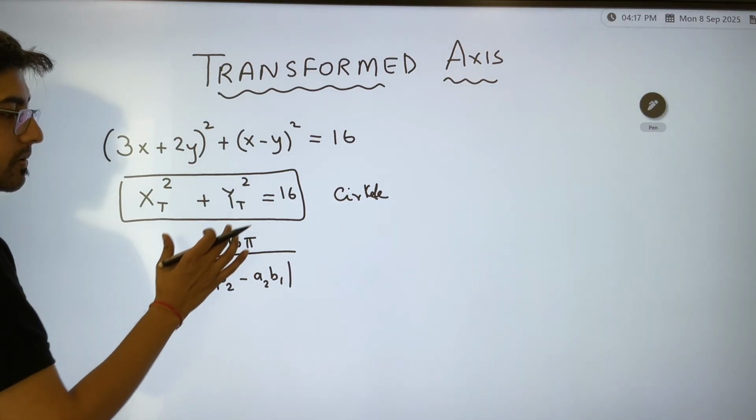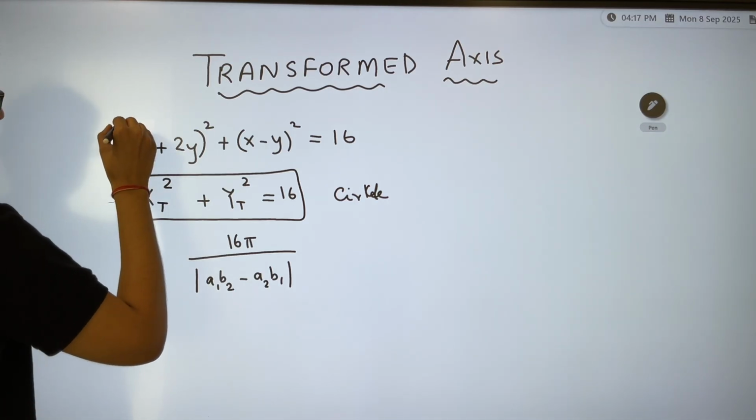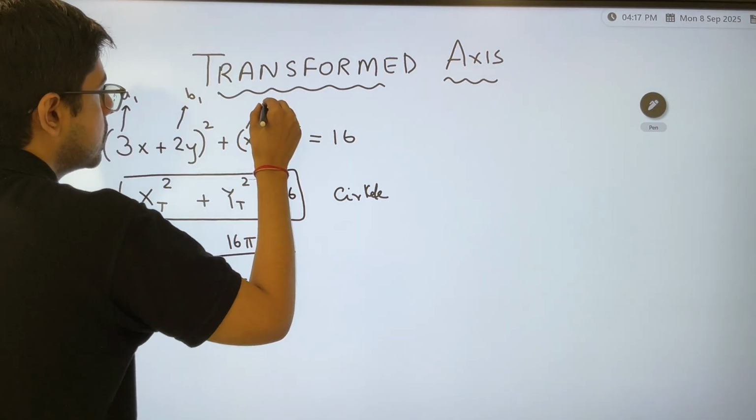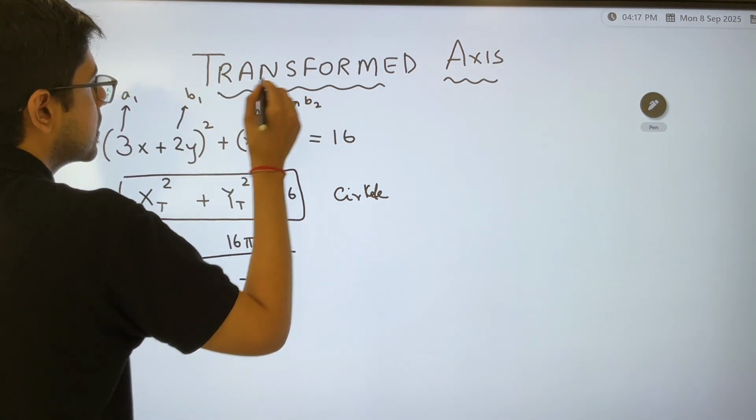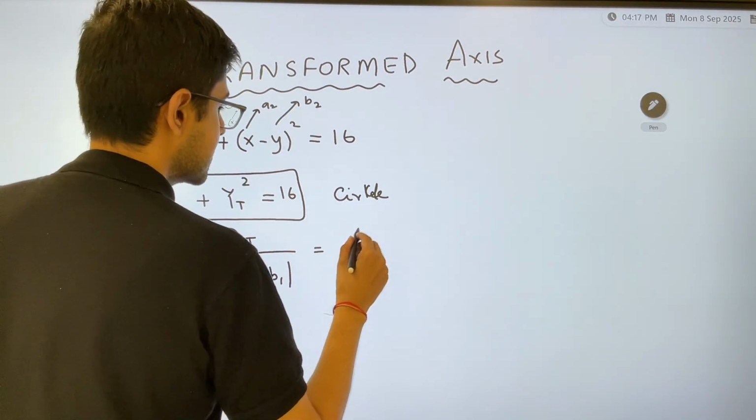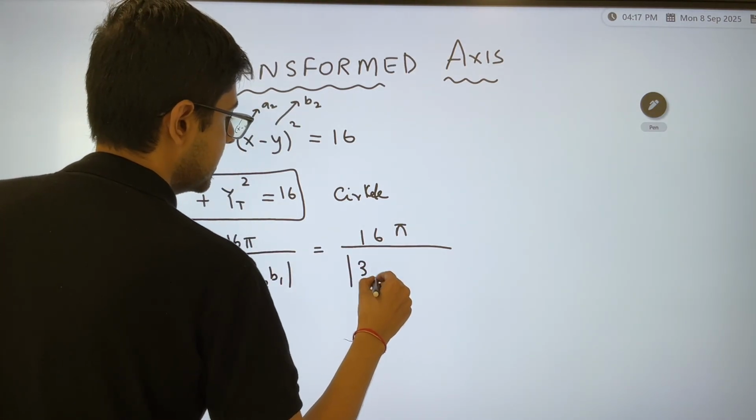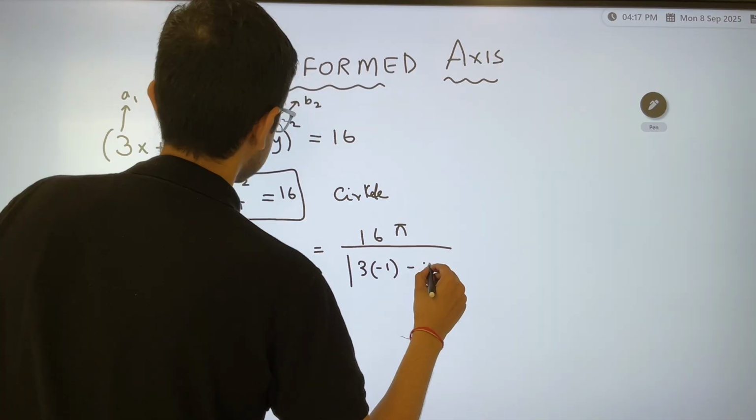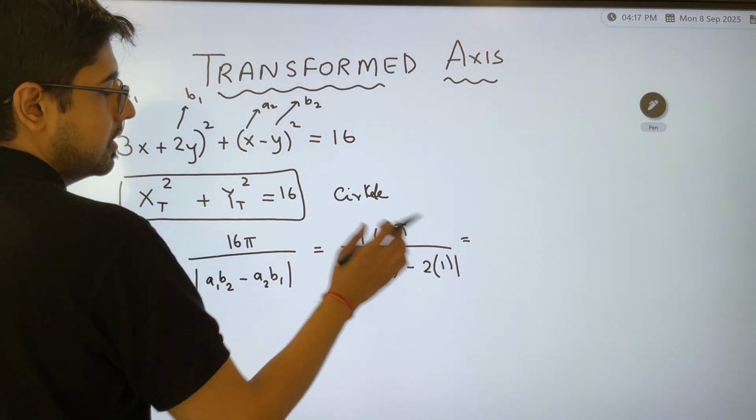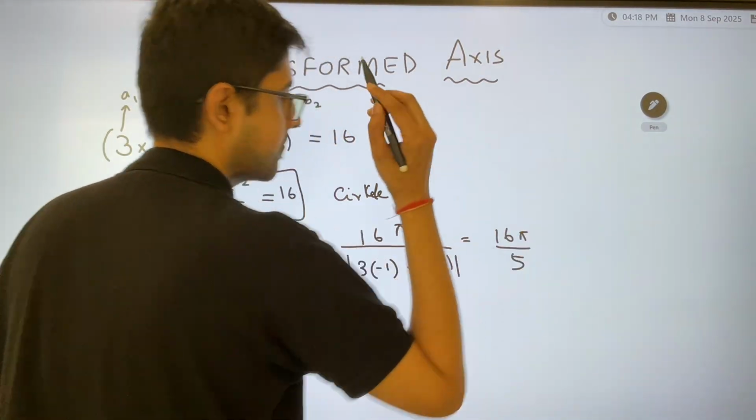dividing it with this, where a1 and b1 are the coefficients of the first line, and a2 and b2 are the coefficients of the y transformed line. And if I use this here, I will get the area as 16 pi by mod of 3 into minus 1 minus 2 into 1, which is going to give me 3 plus 2, and the answer is going to be 16 pi by 5.